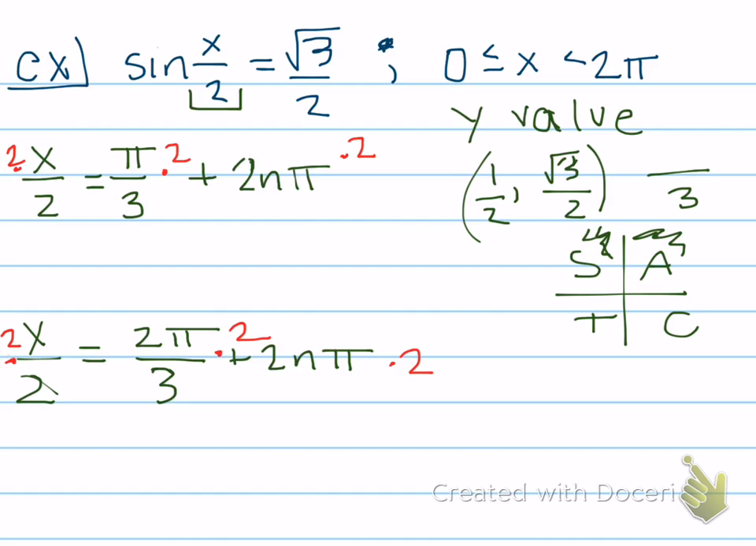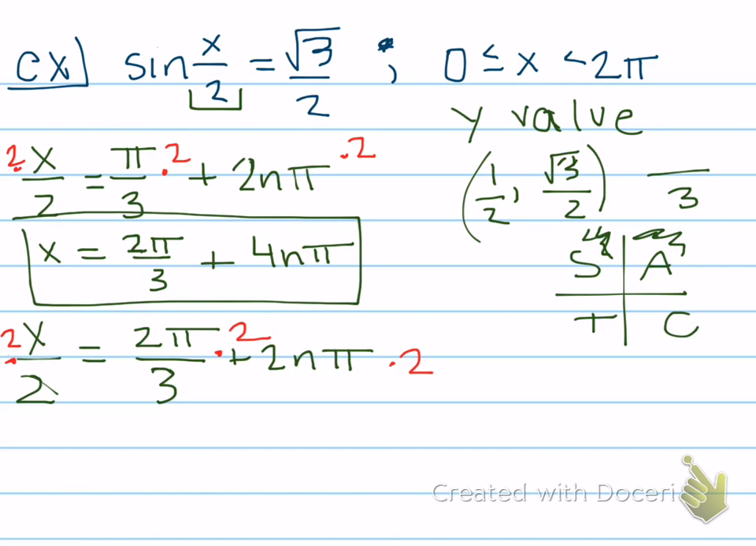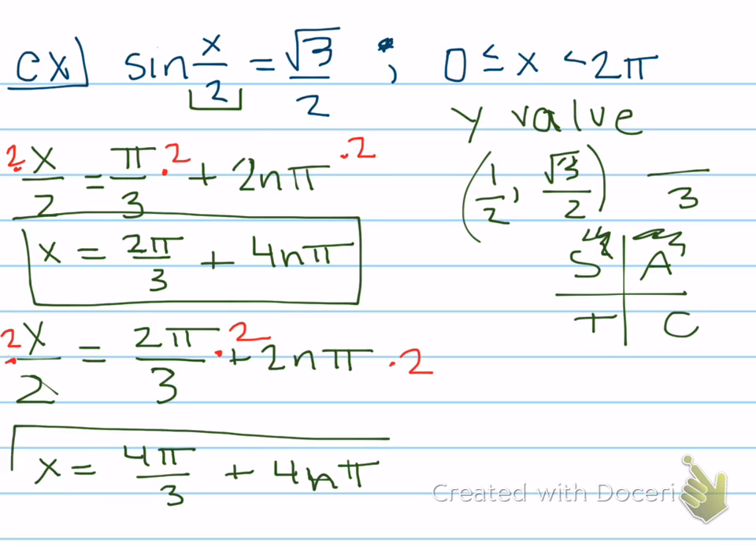So this top equation becomes x equals 2 pi over 3 plus 4n pi. So there's one answer. And then x equals 4 pi over 3 plus 4n pi. And here's our second answer.